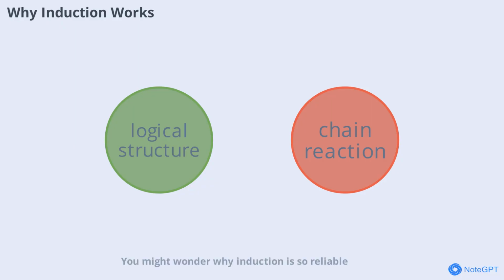You might wonder why induction is so reliable. The key lies in its logical structure. By proving the base case, we ensure the statement starts true. By proving the inductive step, we guarantee that truth carries forward from one number to the next. This chain reaction covers all natural numbers, making induction a rigorous and trustworthy method in mathematics.